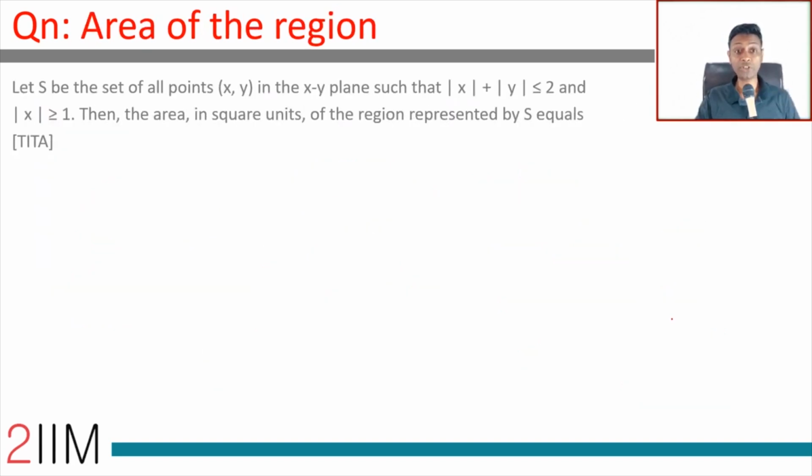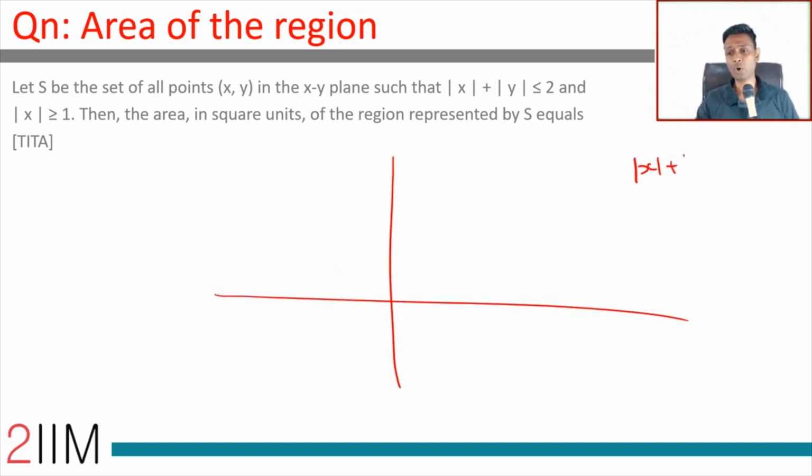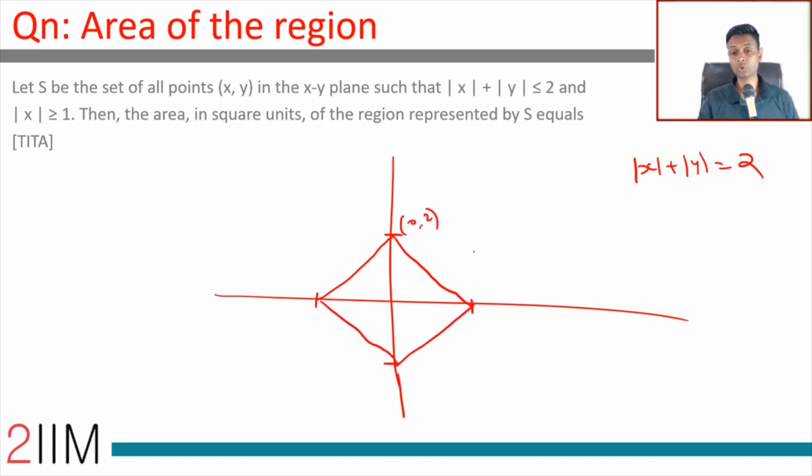Let S be the set of all points xy in the xy plane such that mod x plus mod y less than or equal to 2. Wonderful. Mod x plus mod y less than or equal to 2. I know this shape, mod x plus mod y equal to 2. Put x equal to 0, y has to be plus 2 or minus 2. Put y equal to 0, x is plus 2 or minus 2. This region is a set of straight lines: 0 comma 2, 2 comma 0, 0 comma minus 2, minus 2 comma 0.